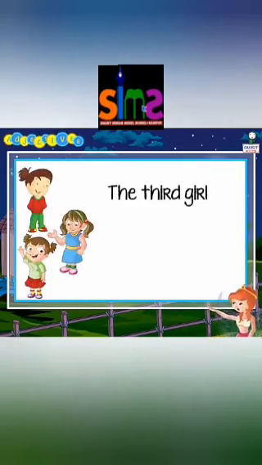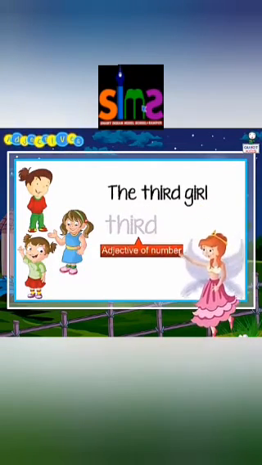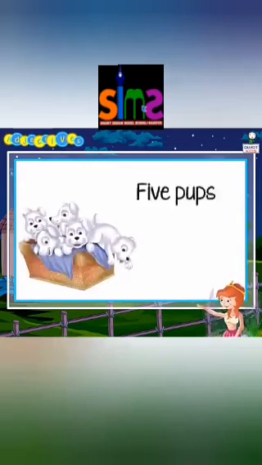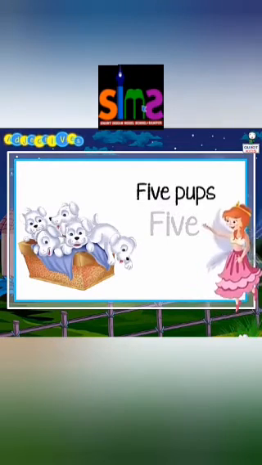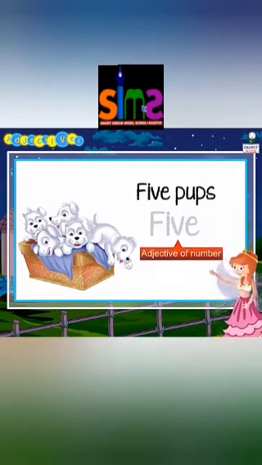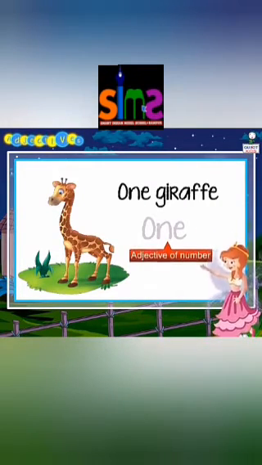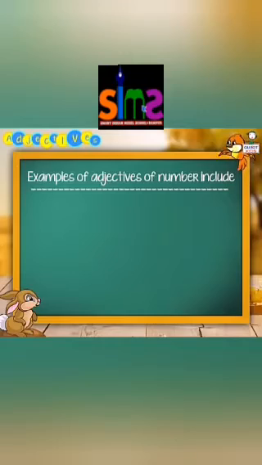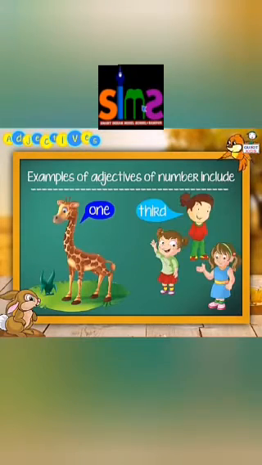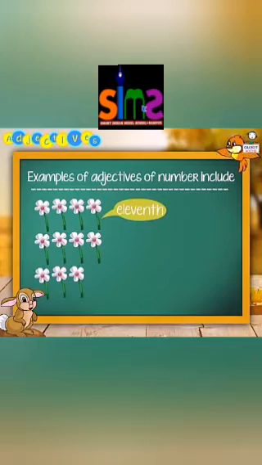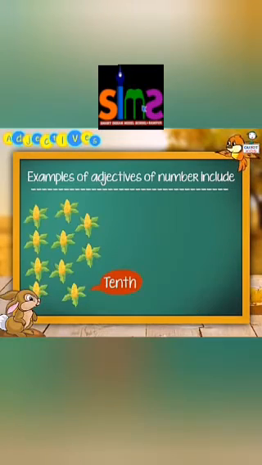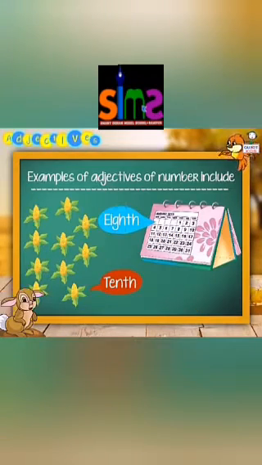The third girl. Third is adjective of number. Five pups. Five is adjective of number. One giraffe. One is adjective of number. Examples of adjectives of number include 1, 3rd, 11th, 5, 10th, 8th and the likes.